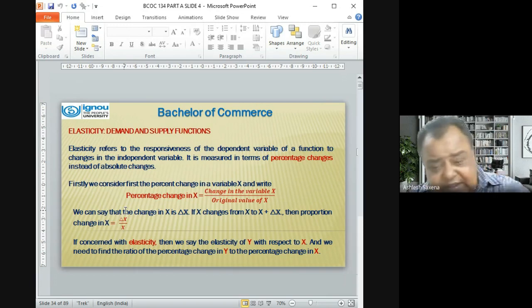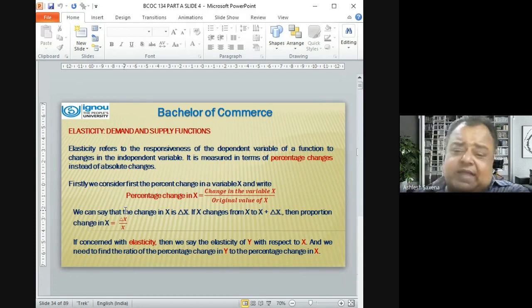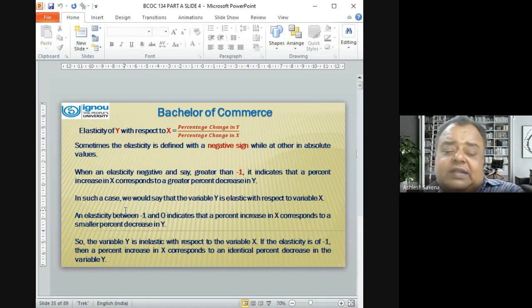If concerned with elasticity, then we can say that for elasticity of y with respect to x, we need to find the ratio of the percentage change in y to the percentage change in x. For that, elasticity of y with respect to x will be percentage change in y upon percentage change in x. Elasticity is sometimes defined with a negative sign, while at other times in absolute terms.